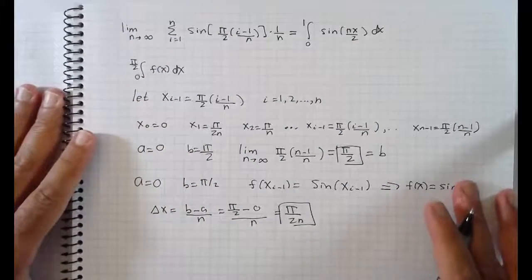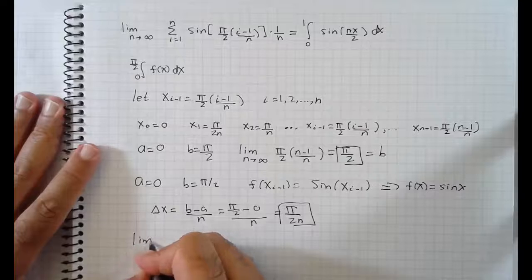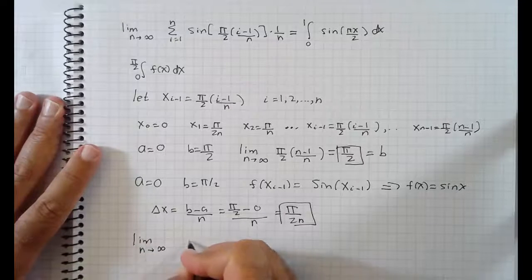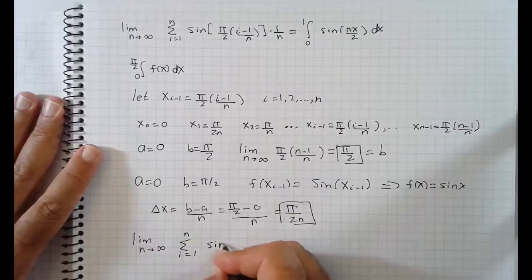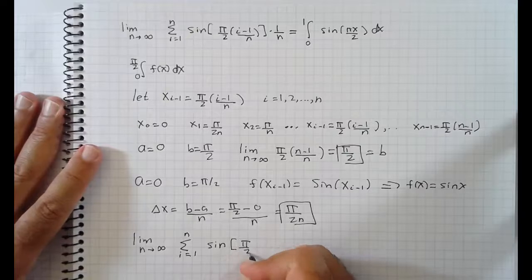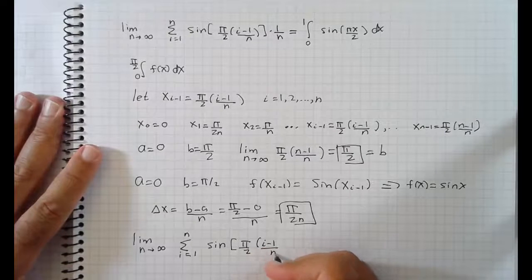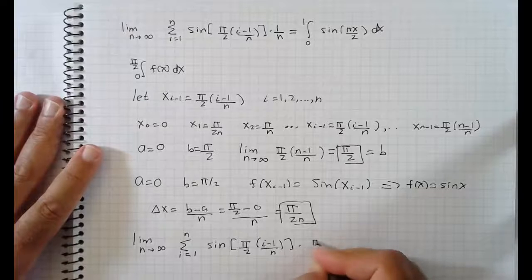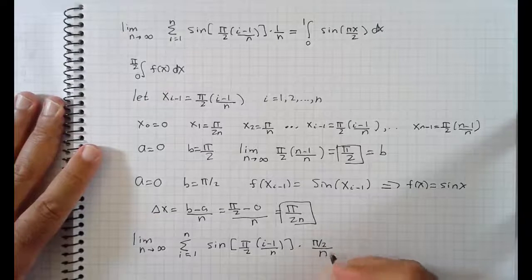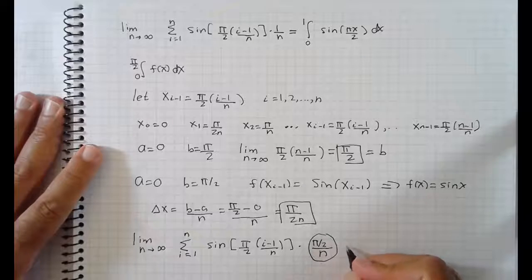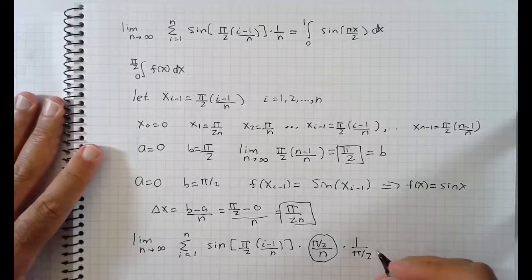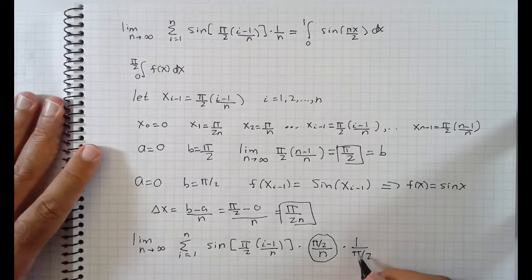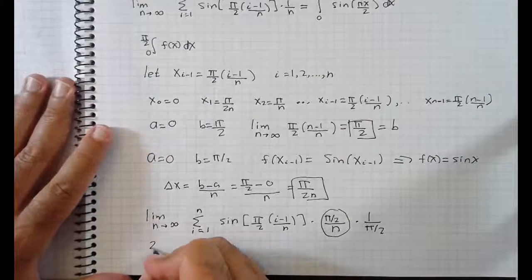So what we have is limit n goes to infinity, summation i goes from 1 to n, sine of pi over 2 times (i minus 1) over n, times pi over 2 over n. This is the delta x that we have developed here, but now we have to compensate by multiplying by 1 over pi over 2 so we don't change the original question. Now I'm going to factor out this 1 over pi over 2 and put it in front of the summation. It passes right through the summation, so I'm going to get 2 over pi.